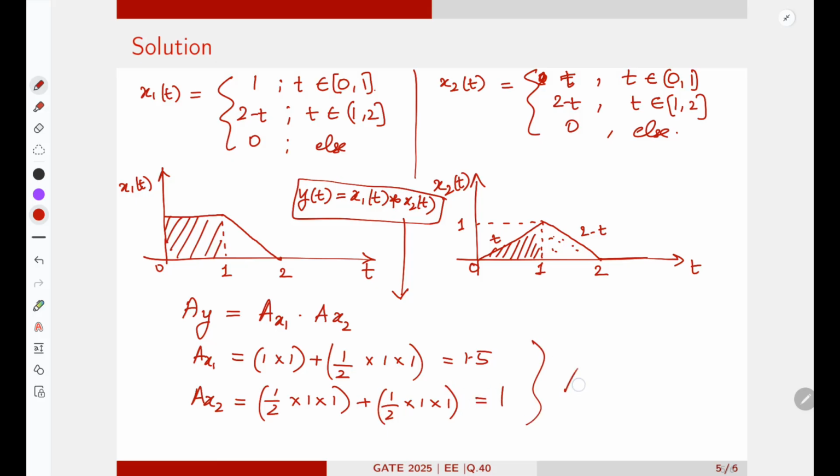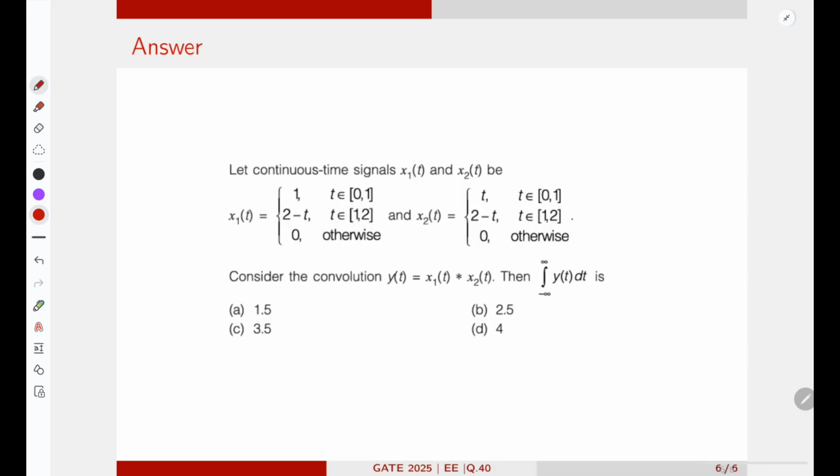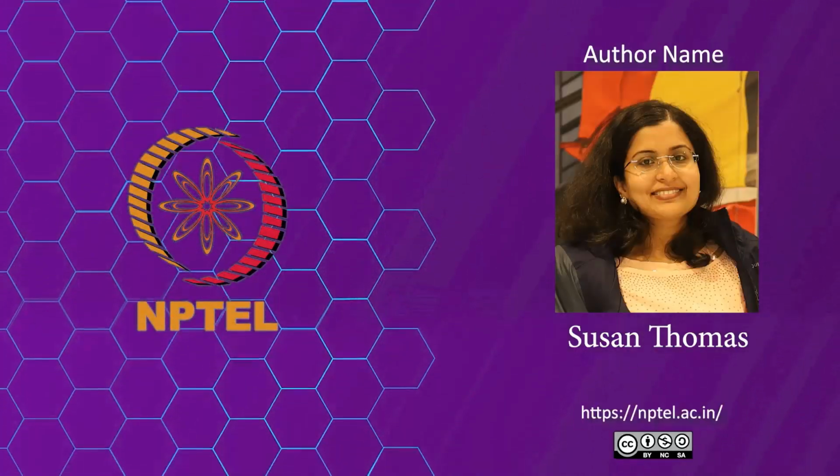So now finally area under y is 1.5 into 1, which is nothing but 1.5. So this area under y is nothing but the integral minus infinity to infinity y of t dt, which is equal to 1.5. So the answer option is A.